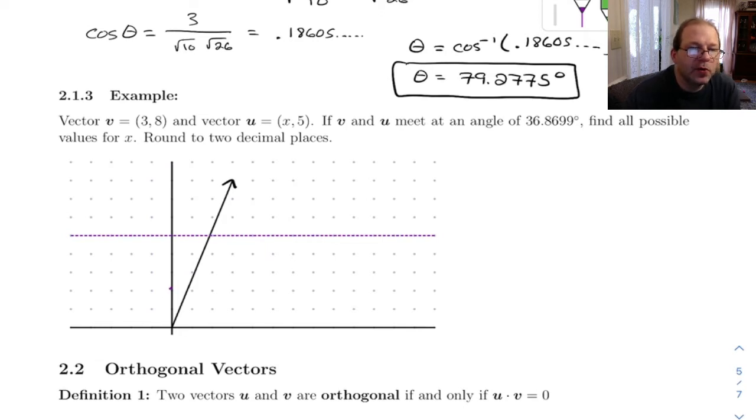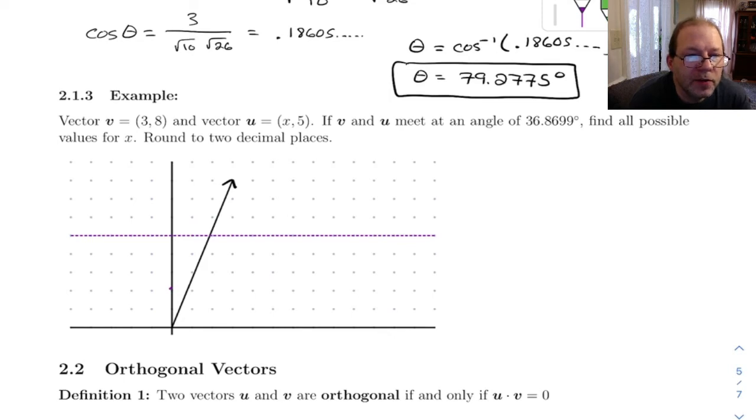Its x coordinate we're going to have to solve for. It says v and u meet at an angle of 36.8699 degrees. Find all possible values for x and round to 2 decimal places. I chose that angle for this problem because it's going to make something work out nicely.